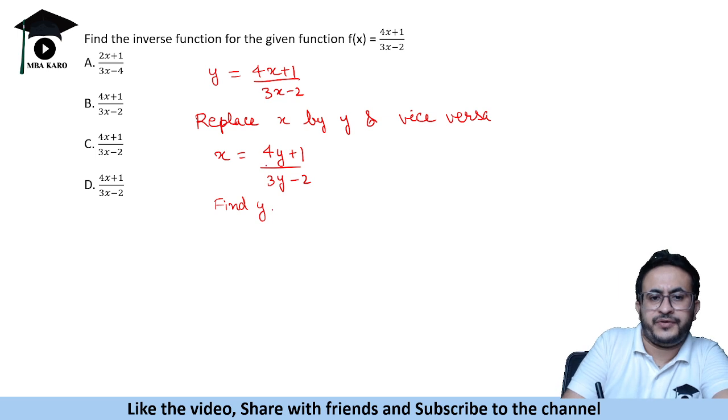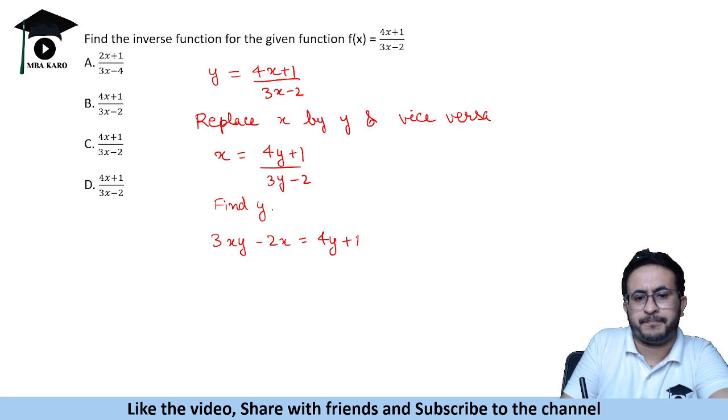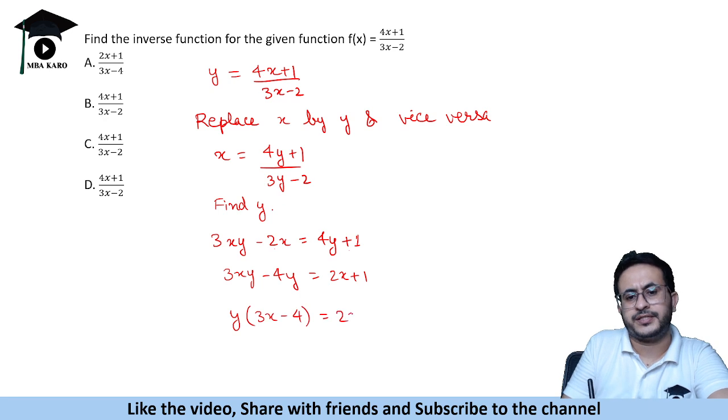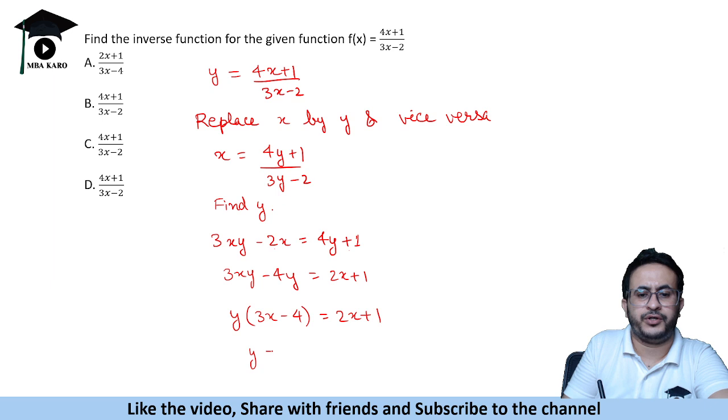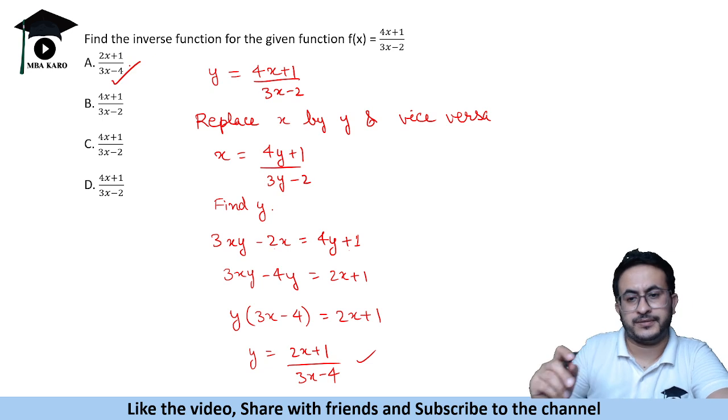Okay. So now if you cross multiply, 3xy minus 2x is equal to 4y plus 1. Since we have to find y, we can take these together. 3xy minus 4y is equal to 2x plus 1. 2x will go this side, it becomes positive. So y is common: y(3x minus 4) is 2x plus 1, or y is equal to (2x plus 1) upon (3x minus 4). Okay, so that is the inverse of this function.